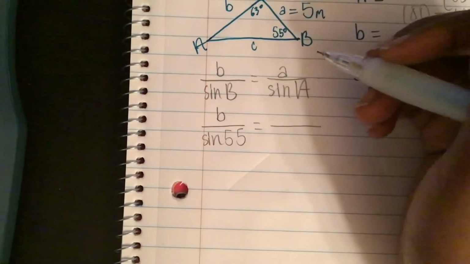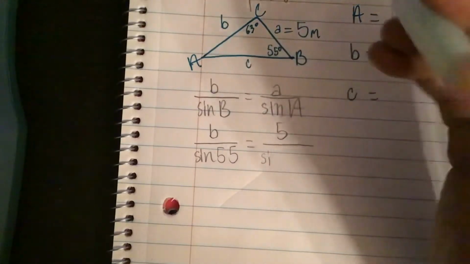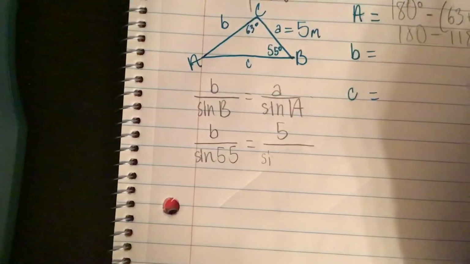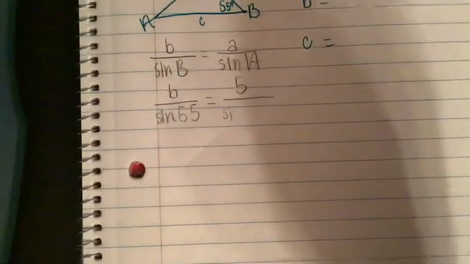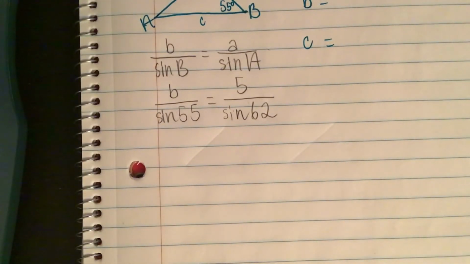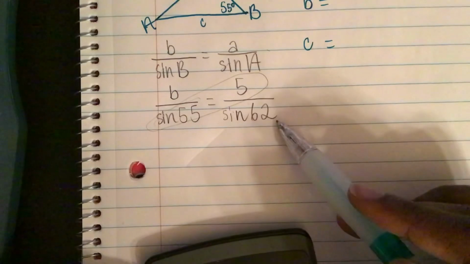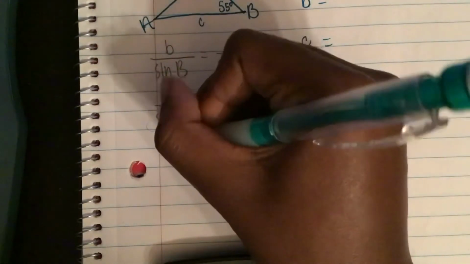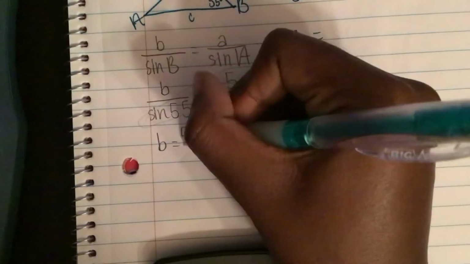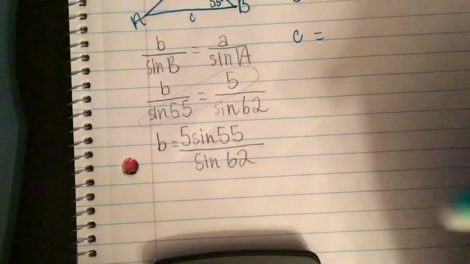equals side A, which we know is 5, over the sine of angle A, which we now know is 62. So the sine of 62. So we're going to get out our handy dandy calculator here to solve that. So first thing we're going to do is multiply sine of 55 by 5 and then divide that by sine of 62. So basically, B ultimately equals 5 times the sine of 55 over the sine of 62. Like that.